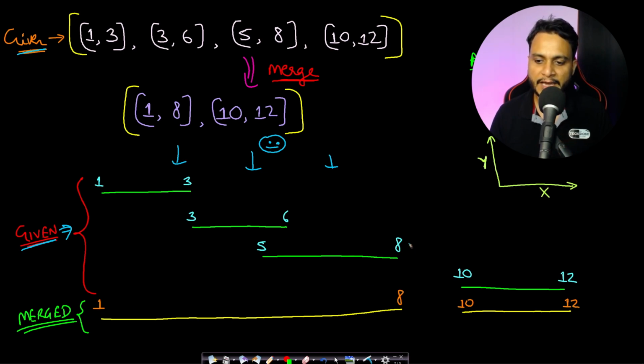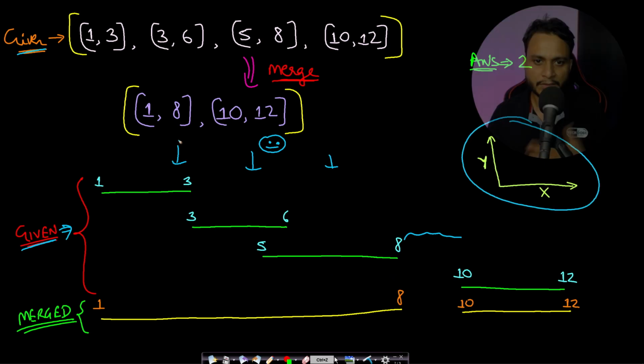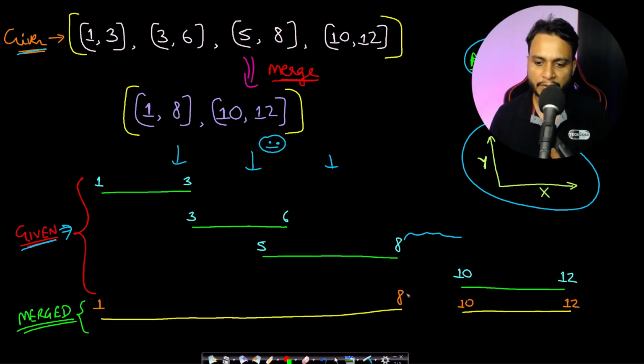But since there is a gap between 8 and 10, this will create a different interval from 10 to 12. So this is the XY plane, and all these are actually on the x-axis. The question may ask you how many independent intervals you have formed. So there are two independent intervals, one from 1 to 8 and another one from 10 to 12. Or it can also ask you to find out the exact intervals after merging.